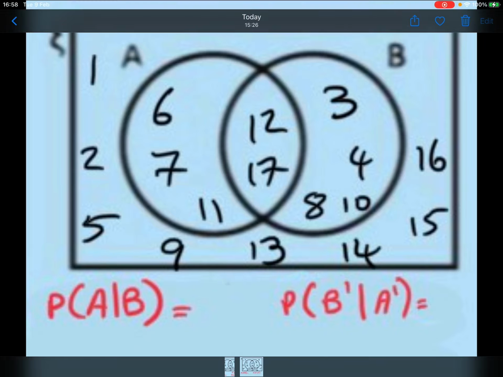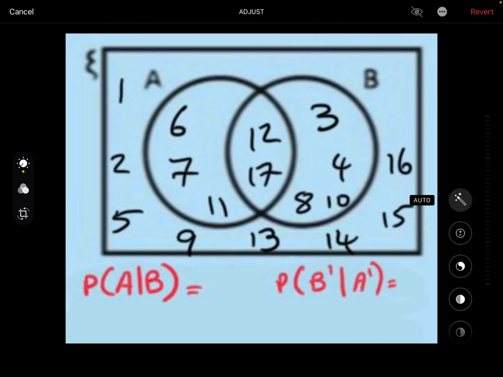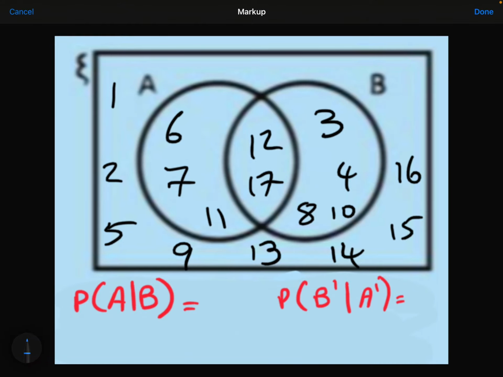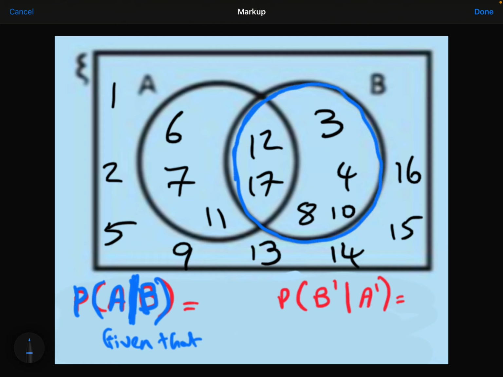Now, that vertical line here, what that means is given that. That's what that vertical line means. So what this is saying is work out the probability that the number is in A given that it is definitely in B. That's what that is saying. So that means I know that the number I'm looking at is in circle B. So it has to be one of these numbers.